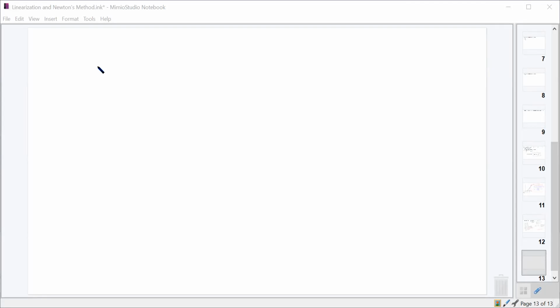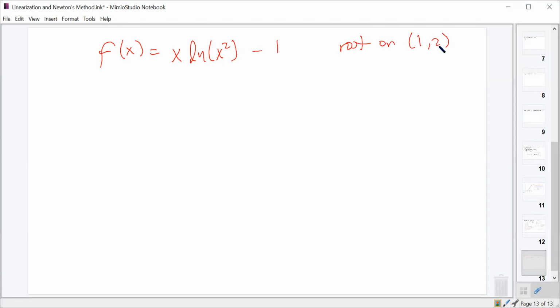All right, here's the function we'll use. f of x equals x ln x squared minus 1. We want to find the root of that function. I'm going to be kind to you this time. I'm going to say we want to find the root that is on the interval between 1 and 2.